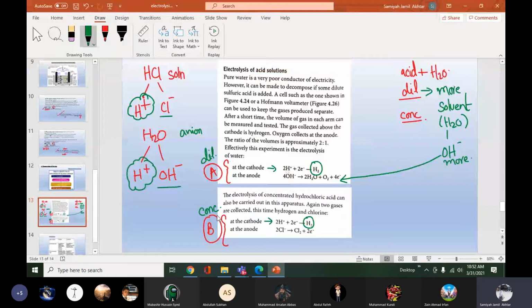And in concentrated solution, concentrated means more solute. And here the solute is acid, the acid which we are using. And if acid is more, so acid anion will be more. So in this case the more concentrated Cl ion will discharge. So for the anion we will see the concentration, whichever will be more in amount, it will discharge.